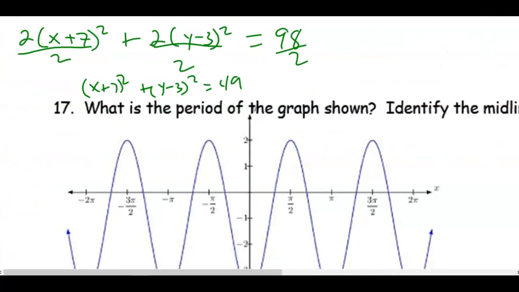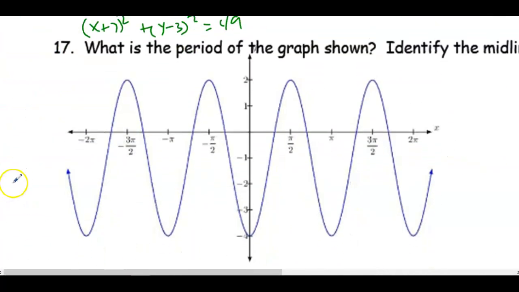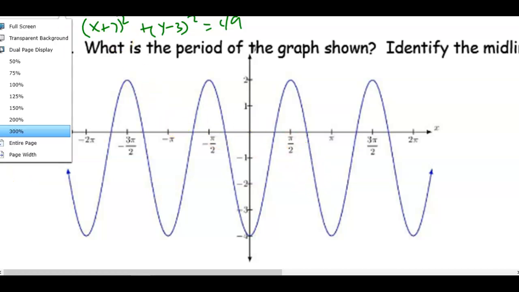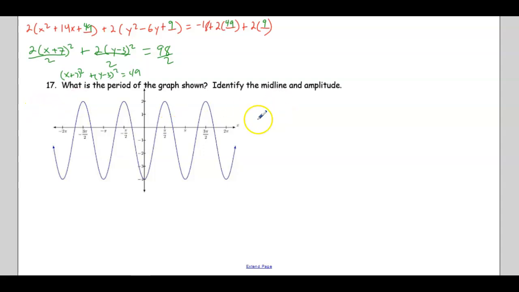Alright, now 17. Where's the period of the graph shown? Identify the midline. Man, we did this stuff for a long time, but you know why it's here? Because it's on the unit. It's on the final exam, that's why. So, yeah, way to spiral that back. Pre-cal. Whoa, good job.